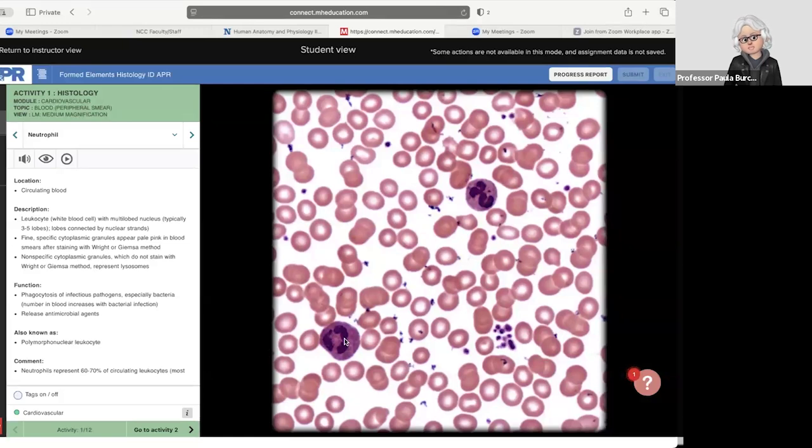And what happens with leukocytes, the reason you don't have many of them in your blood, is due to the fact that they leave the blood and they're going into other tissues so that they can do their job. They're going to be part of your immune response, and they'll be really important in that. So if I go back over here to neutrophil, I can play the pronunciation, the location. They will be found in the blood, but they're also going to be found in your tissues. It's going to give you a description, the 3 to 5 lobes. That's really what I want you to know here. Don't worry about the staining.